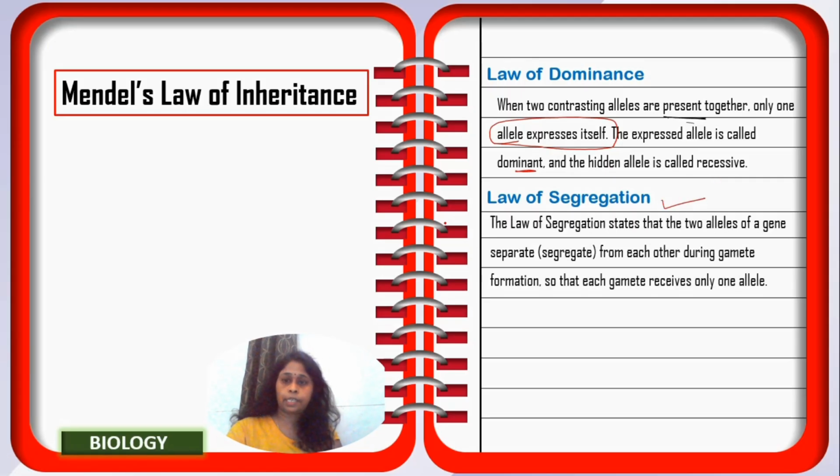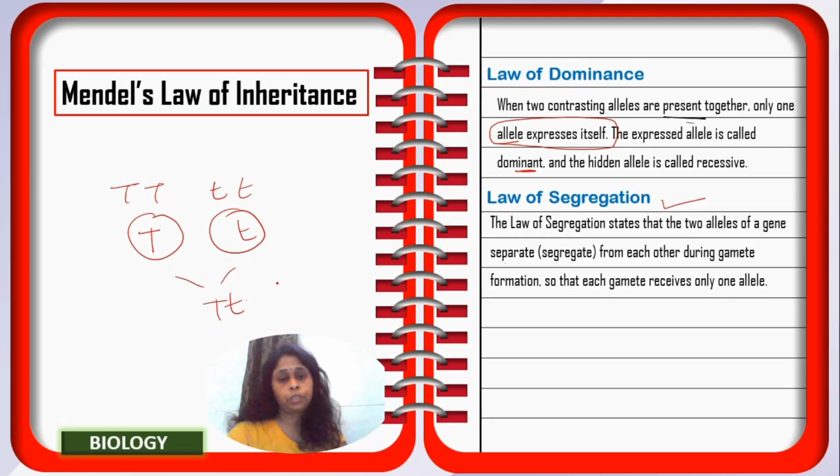The law of segregation states that 2 alleles of a gene separate from each other during gamete formation, so that each gamete receives only one allele. Like the same example of monohybrid cross, we have seen the 2 alleles, capital T, small t. These will separate and each gamete receives only one allele during gamete formation. It is also known as the purity of gametes.